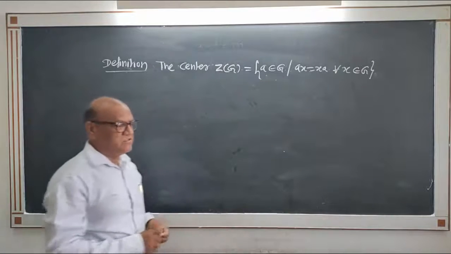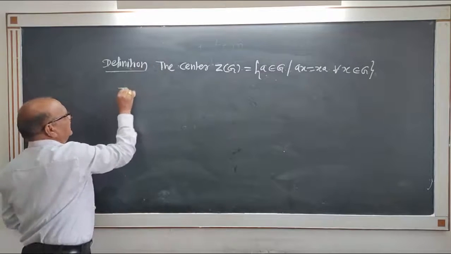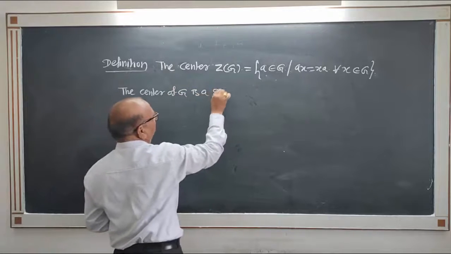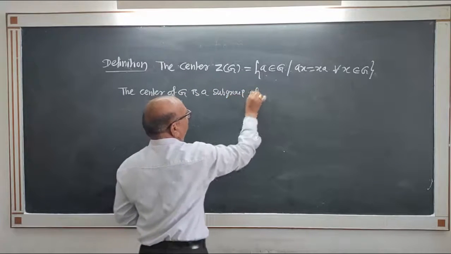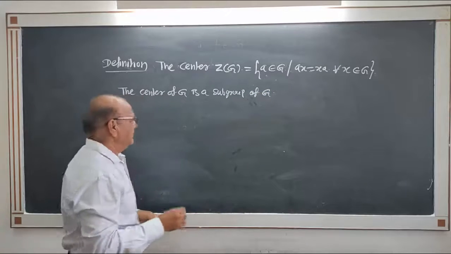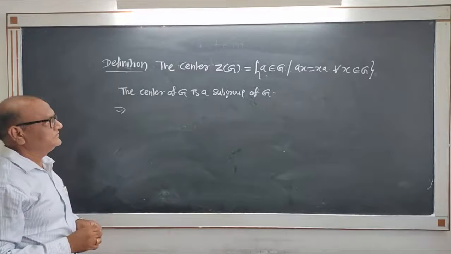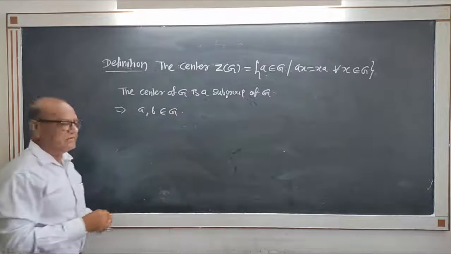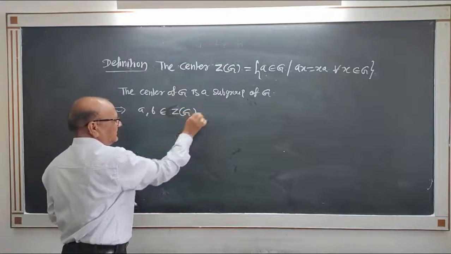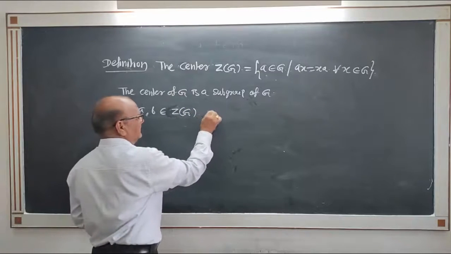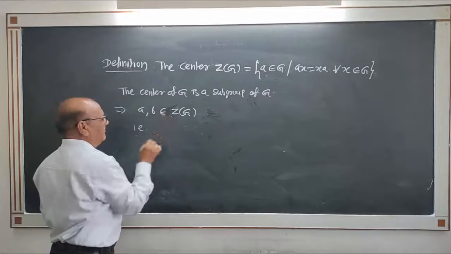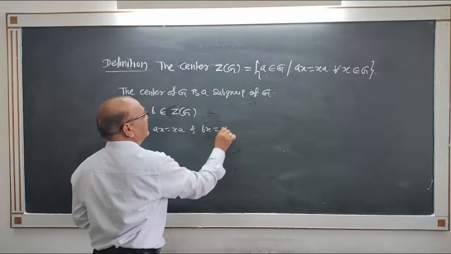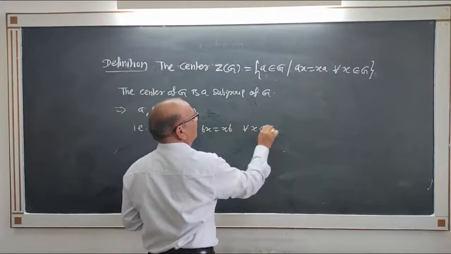The center of G is a subgroup of G. Here, if we take a, b belongs to the center of G, that means ax is equal to xa and bx is equal to xb for all x belongs to G.